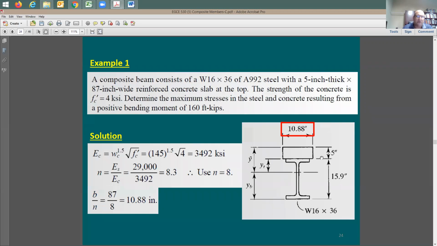Now, if you start to reduce the depth or the slab thickness and divide by N, it means that you're changing the distance from the centroid to each area element. But if you divide the width, you're going to keep each area element at the same distance away from the neutral axis.